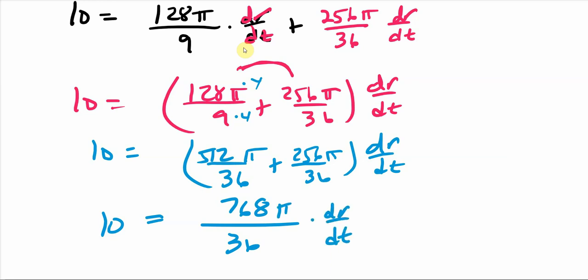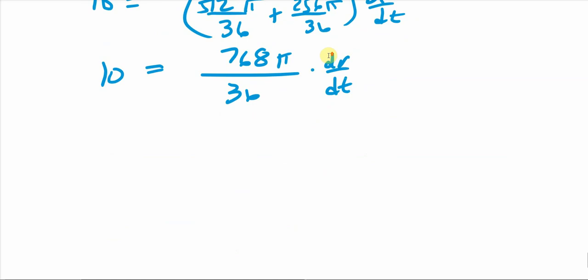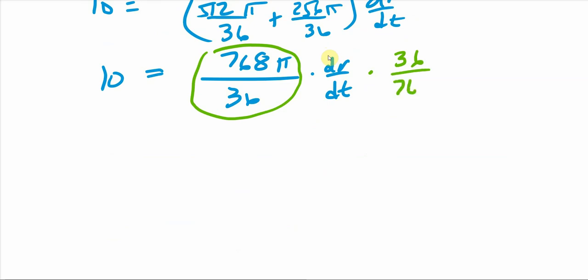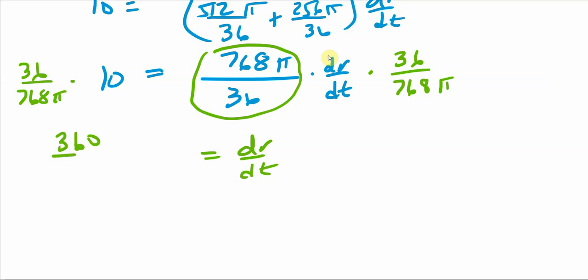Now to get dr dt by itself, I'm going to have to divide by this quantity. I can divide it, or it's a lot easier to just multiply by its reciprocal so that everything can reduce to a 1. So I'm going to multiply by 36 over 768 pi. So my final answer is that dr dt is going to be 360 over 768 pi.